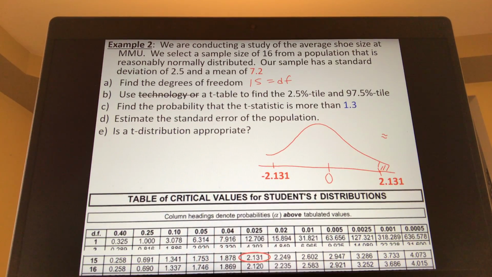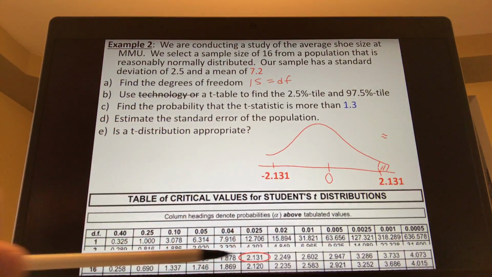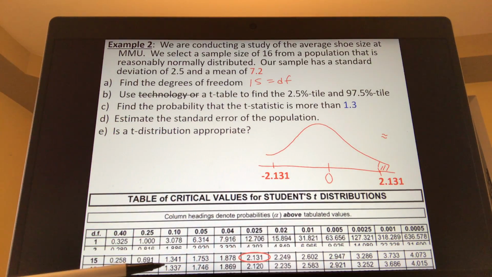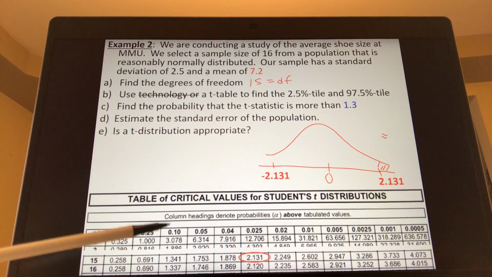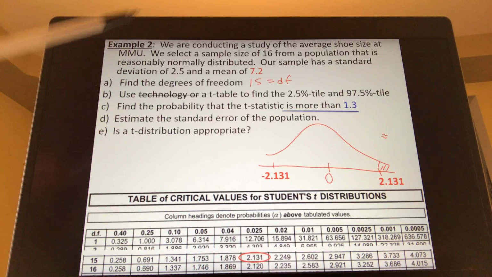So use a t-table to find the 2.5 percentile. Well, that's that many standard deviations away. That's a t-value, another way to say that. Find the probability that t statistic is more than 1.3. So again, these are my t values. I got to find 1.3 in my 15 degrees of freedom column, which is down here on the left at 0.10. That's like saying it's a 10% chance of that occurring.